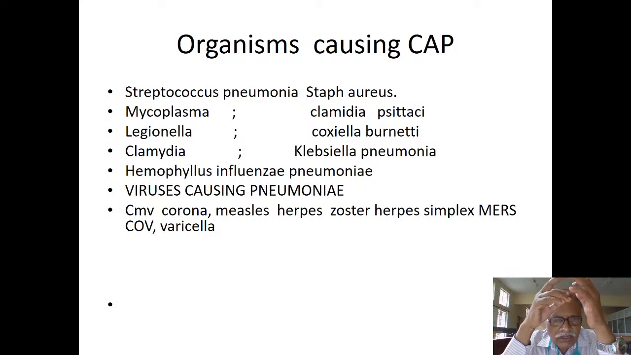The viruses that usually produce community acquired pneumonia are cytomegalovirus, coronavirus, measles, herpes zoster, herpes simplex, and Middle East respiratory syndrome, where you find a coronavirus producing acute respiratory distress syndrome, and varicella zoster virus. All other viruses can produce it too. These are the common viruses responsible for developing community acquired pneumonia.